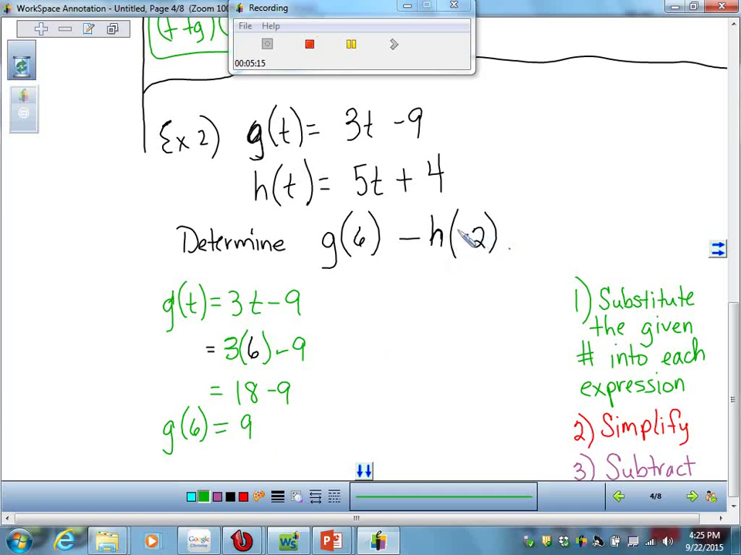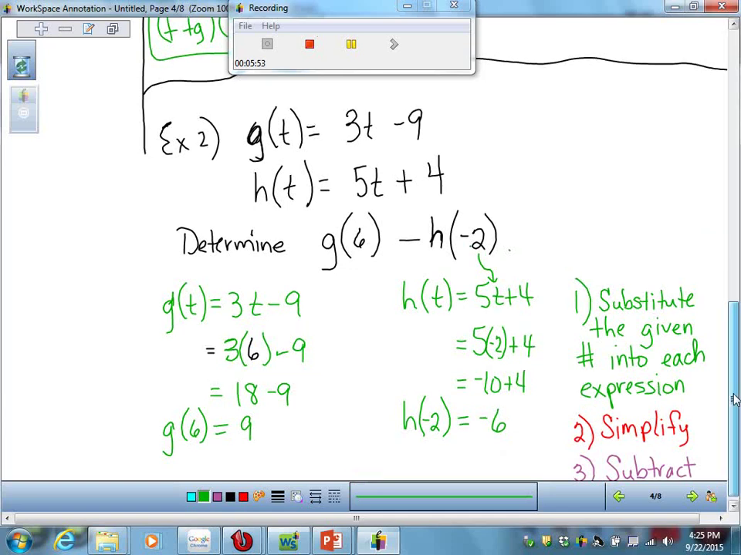Come over here, do the same thing for my h of negative 2. So h of t was 5t plus 4. I'm going to take out the t and replace it with a negative 2. So negative 2 is going to go right there. So 5 times negative 2 plus 4. Simplify. I get negative 10 plus 4, which is equal to negative 6. So h of negative 2 is equal to negative 6.